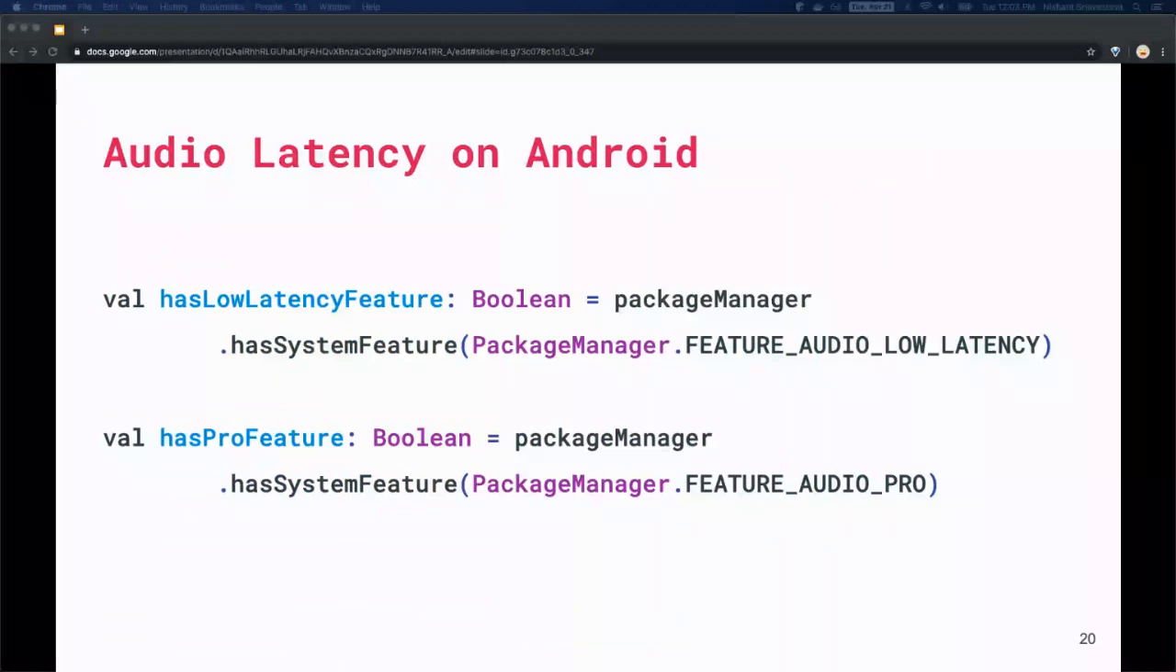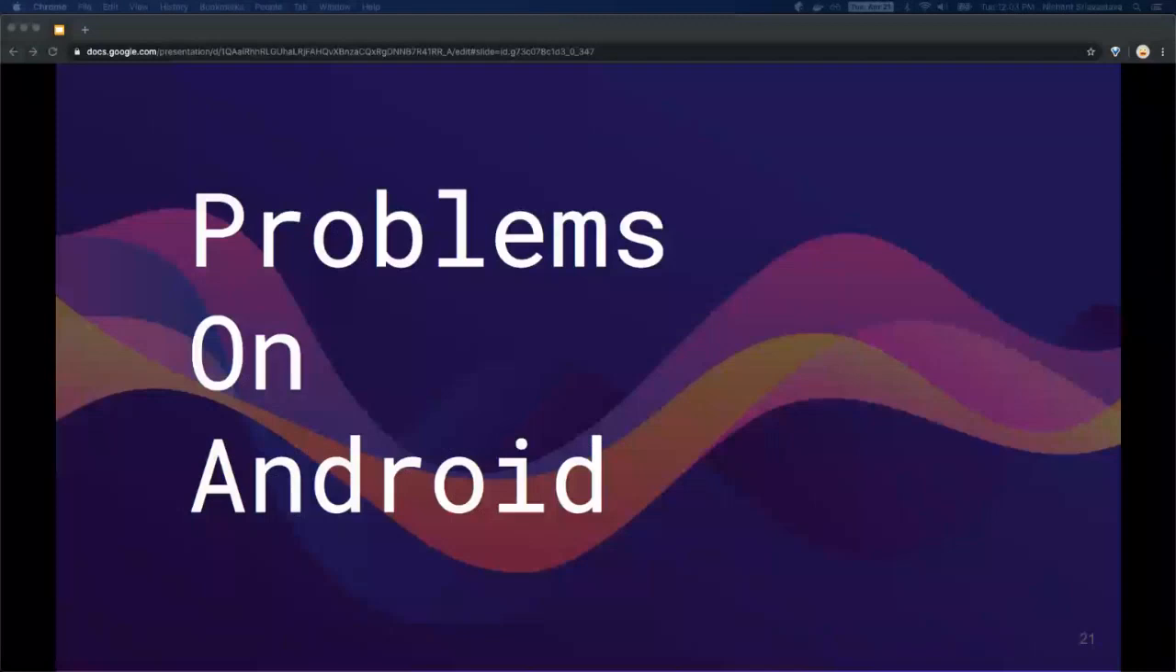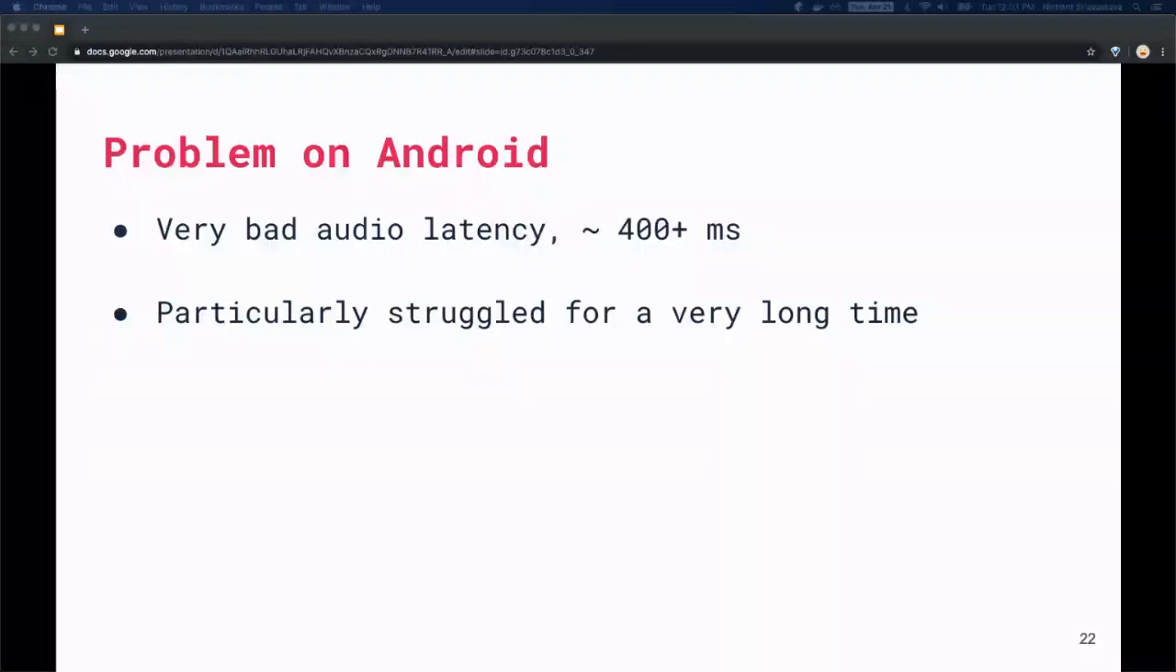But not everything is good, right? This is where things start to happen in a bit of a different way. And now we are going to dive into the problems on the Android platform. The very first thing we need to understand is that we had really bad latency on Android for a very long time, and we struggled with that for a very long time.